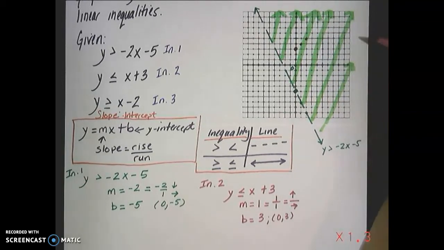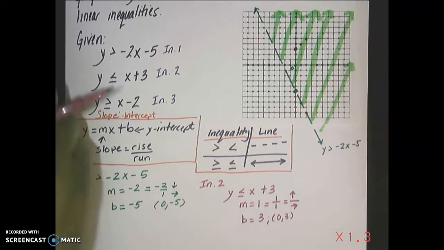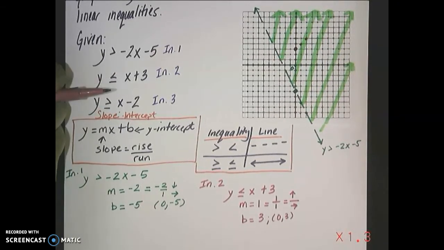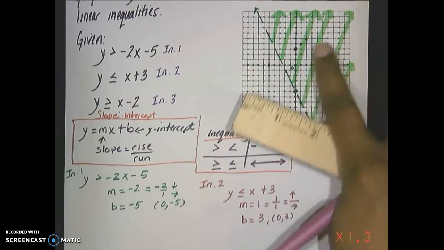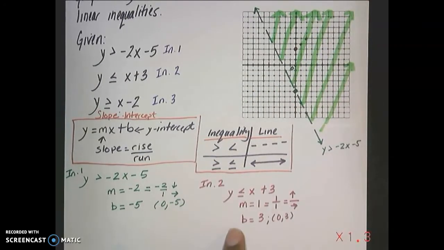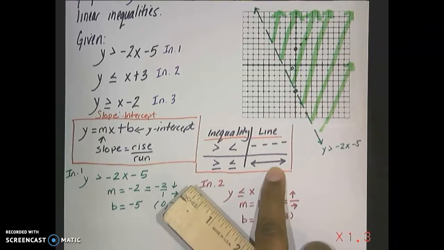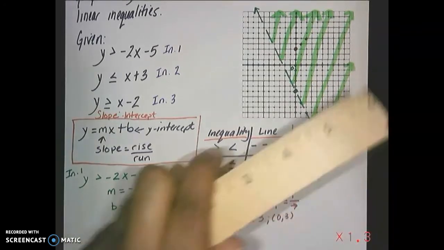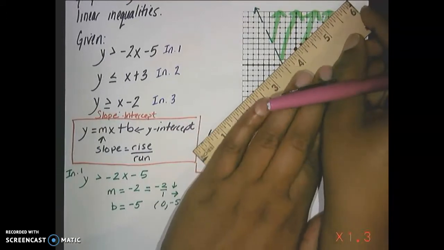Now, truthfully, 2 points is all you need to make up a line. That came from geometry. So now that we know the direction of our line, we look here. We have less than or equal to, so our line here should be a solid line. So make your line as solid as you can.